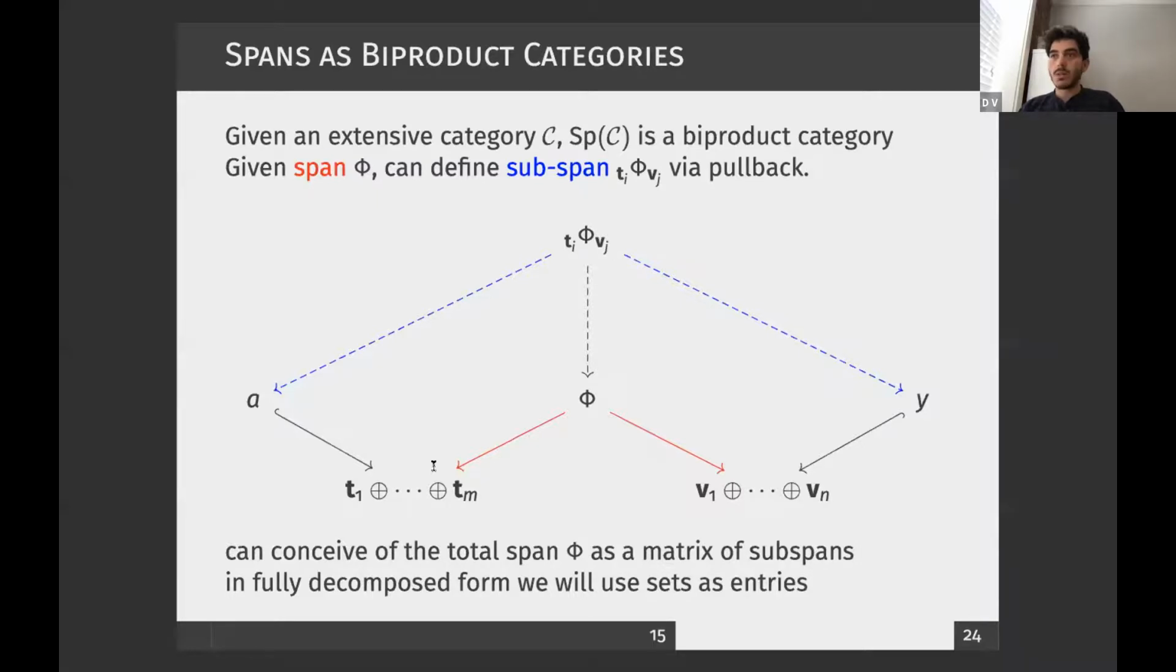Why is that? Well, for a span whose two feet are just singletons, the only data we care about is the set connecting those two singletons. So we'll abuse notation there. Just like in linear algebra, a block matrix has each entry as a linear map, but we conceive of a fully decomposed matrix as having each morphism be a scalar, when secretly that scalar is a line-to-line linear map. So here's an example.